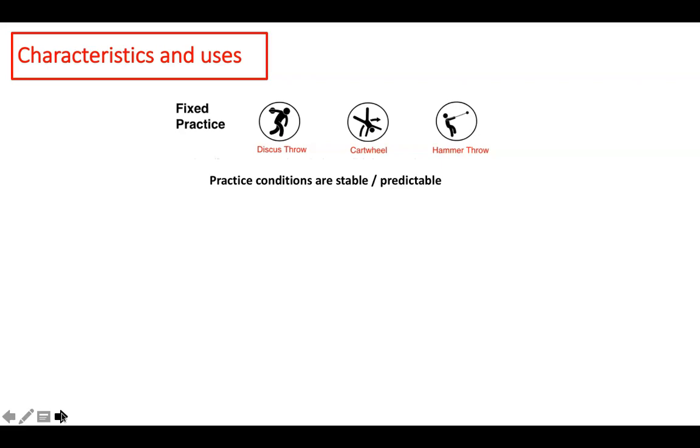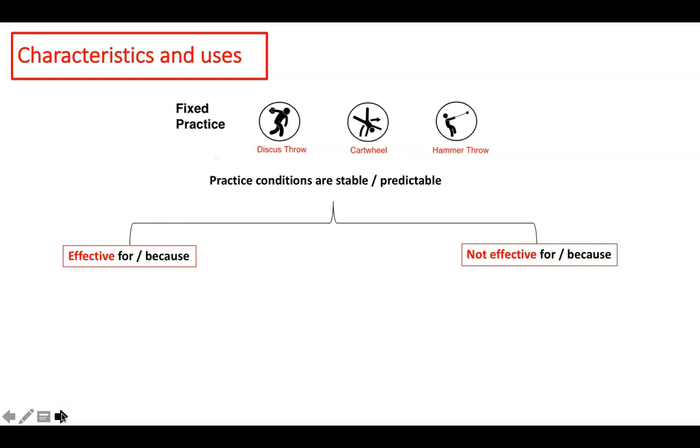So fixed practice are practice conditions that are stable. Think of fixed, something that is fixed is stable. Okay, and it's predictable. Really good for our shot put. So in front of you got discus throw and hammer throw. Really good for the shot put as well. Shot put is an example we've used often with regards to classification of skills.